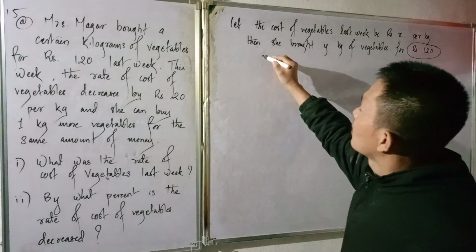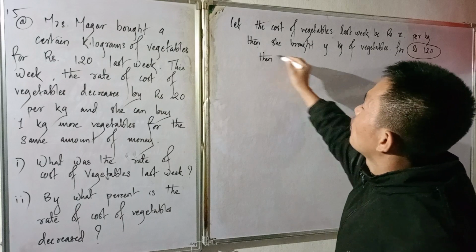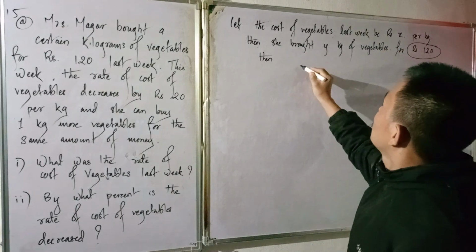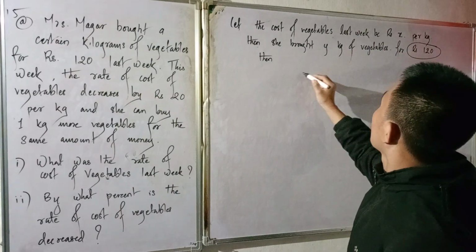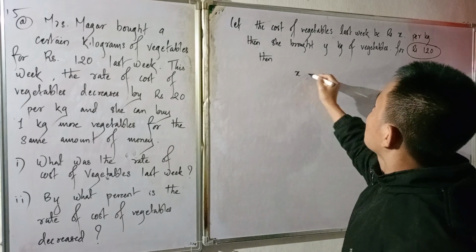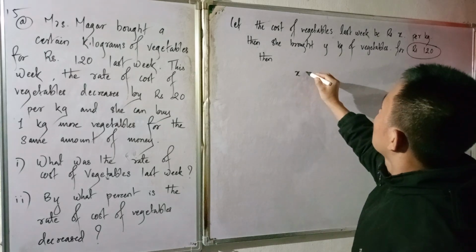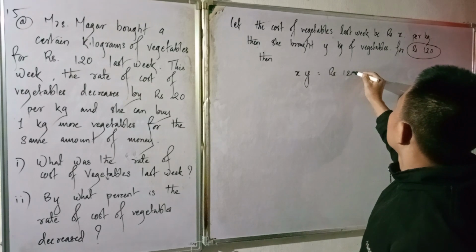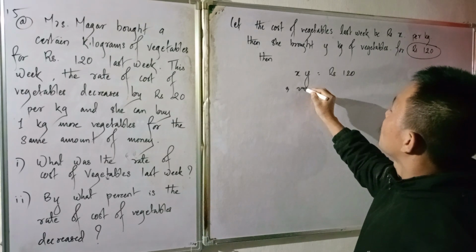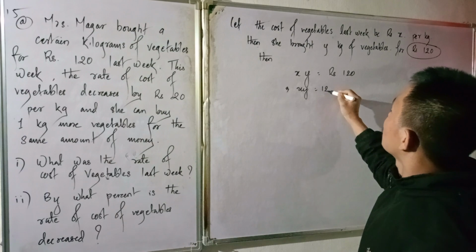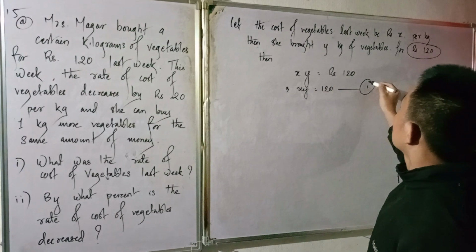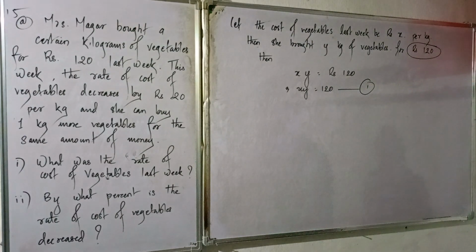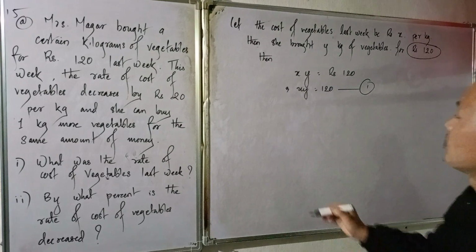Then what will be the equation? x times y is equal to rupees 120, or we can simply write xy equals 120. So this is I.